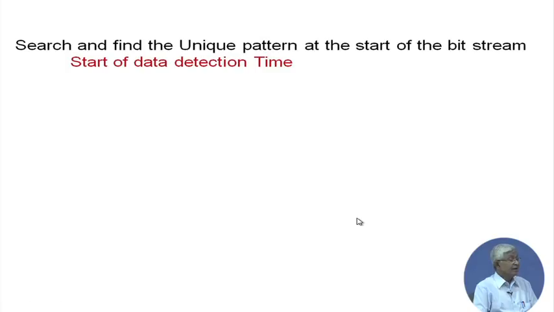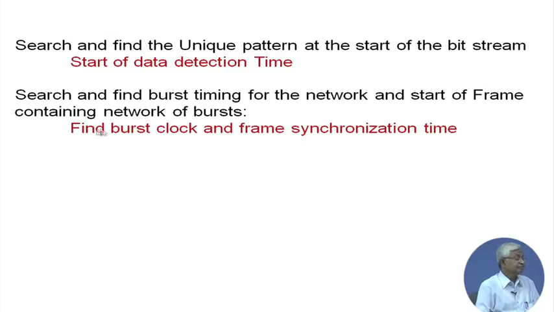And then, after getting the bits, you do not know exactly where your data starts, because you have lost some time. So at the beginning of the data a sync pattern or unique pattern is given, and you search and find that unique pattern at the start of the bit stream. Like a frame has a header, this header is a unique pattern. So the start time of the data has to be detected. It is called the unique word detection time.